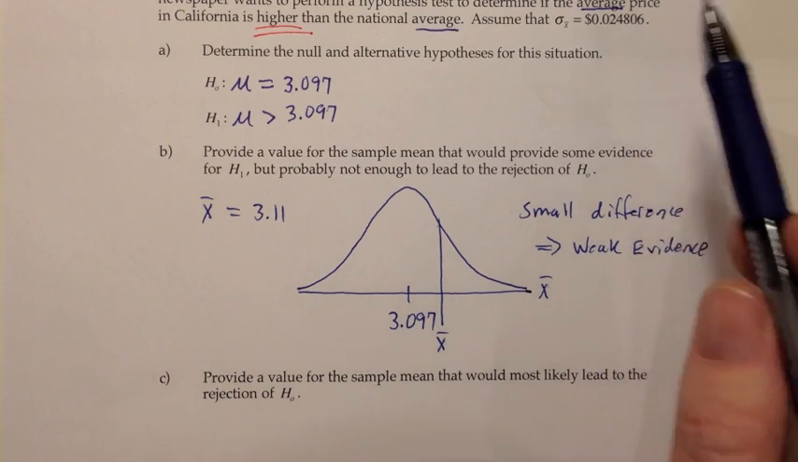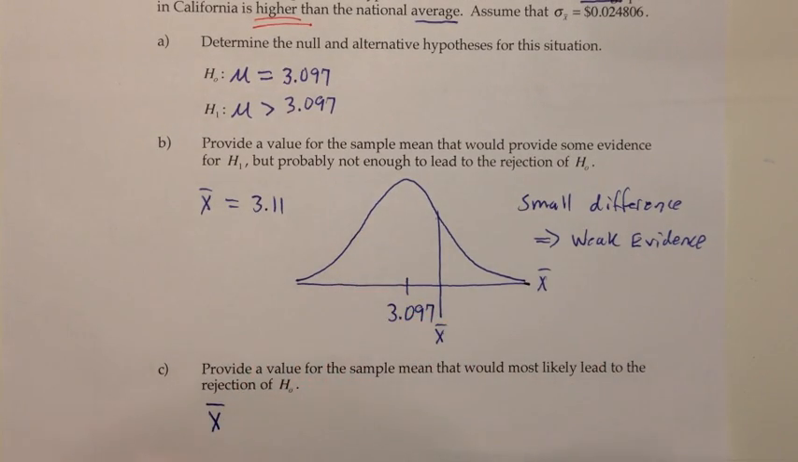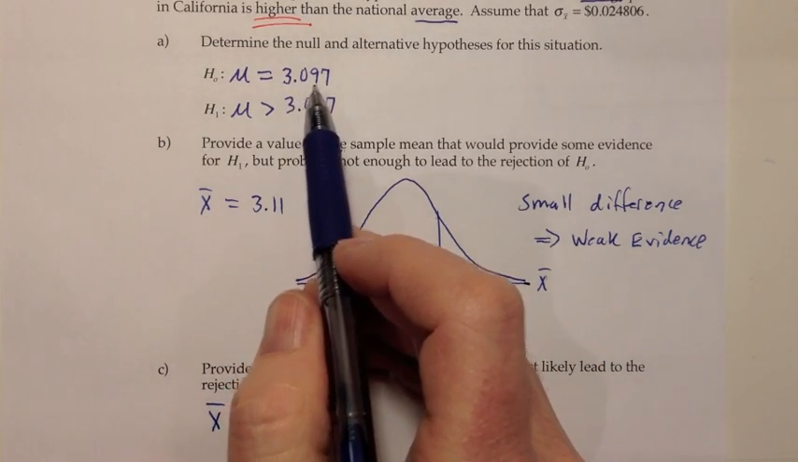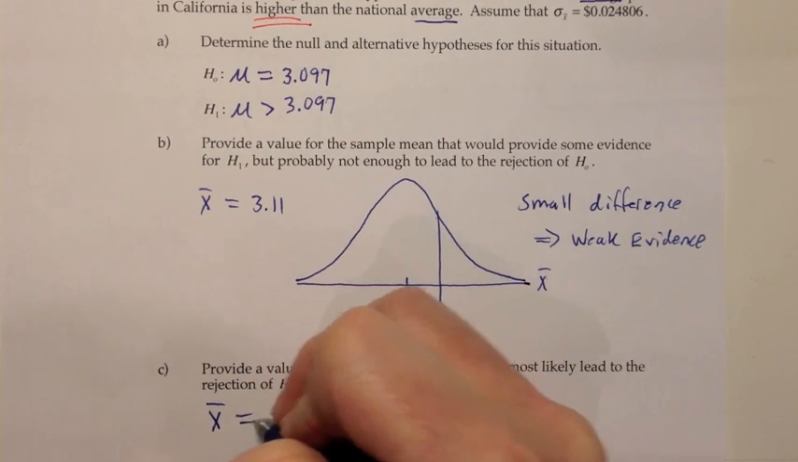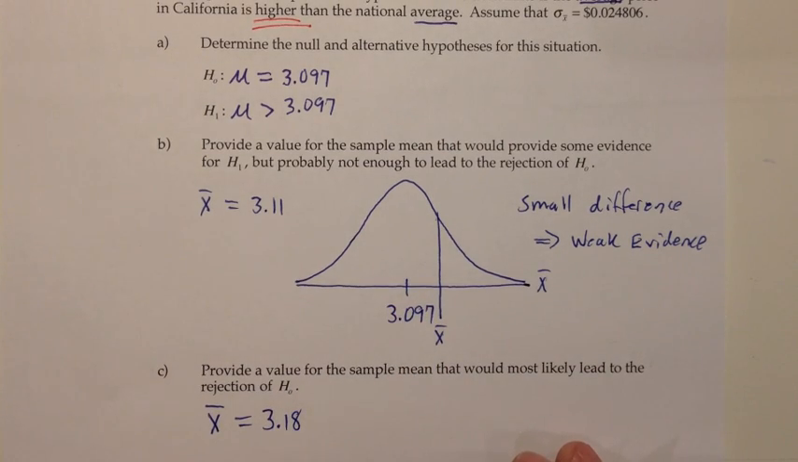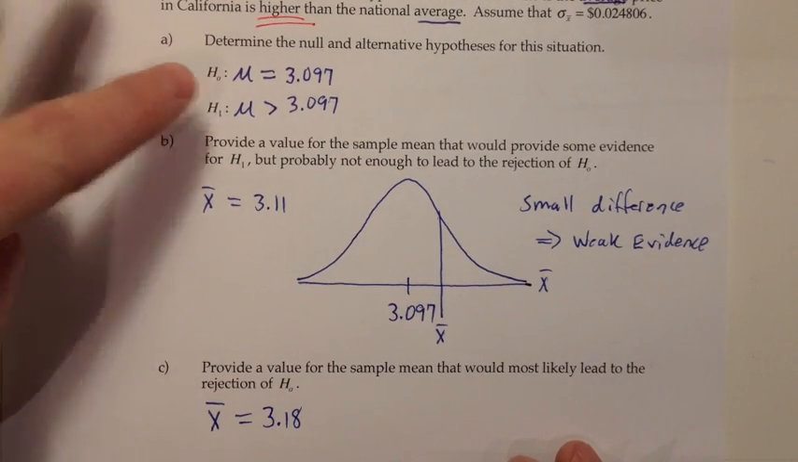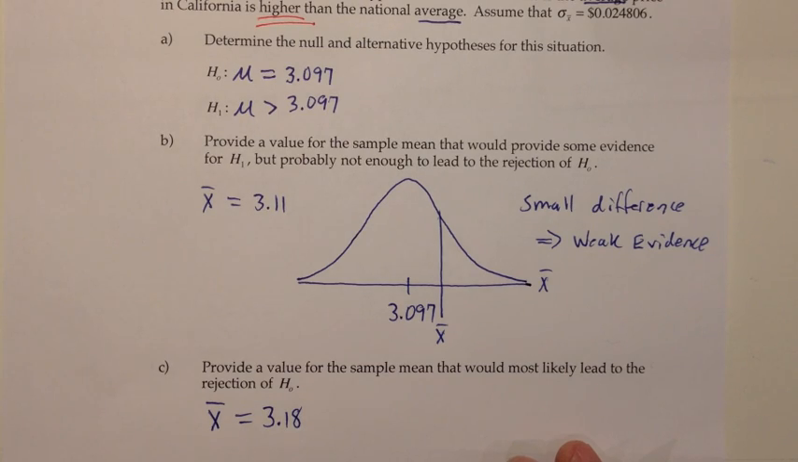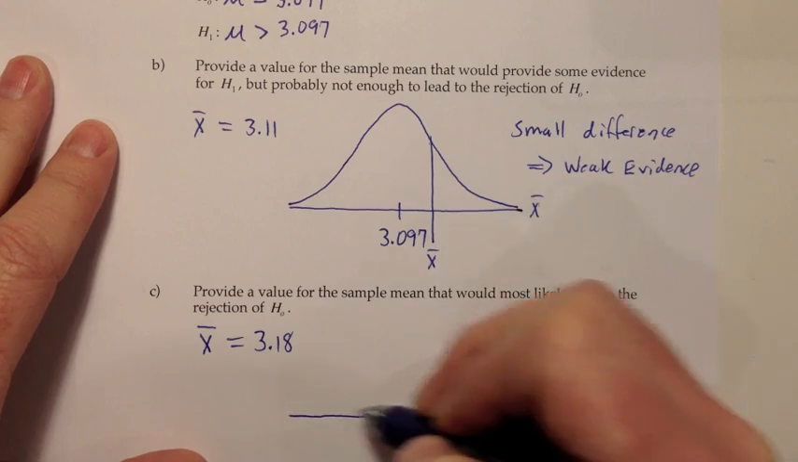So what I'm going to do is pick an X bar that's about 8 cents, even more than 3 standard deviations to the right of that. So let's call that $3.10. Add 8 cents onto that. I'm going to say if my X bar came out to be about $3.18, that would not only support H1, but it would convince me that H0 was false, or at least convince me beyond a reasonable doubt. So let me go ahead and draw that picture.